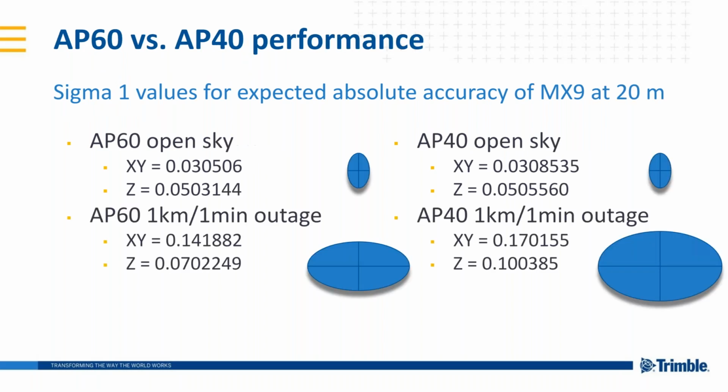Then another example I took from the model is comparing AP60 and AP40. These are the 2 different types of positioning systems we have in the MX9. Again, these are sigma 1 values for expected accuracies. Here I have open sky values and outage values. So on the left, if you see AP60, we have very nice values in the open sky. But after outage, of course, the error will grow. And the same thing for the AP40. And I drew these ellipsoids to visualize the difference. You can think of this as a 2D representation of the error ellipsoid. So in the vertical axis, we have the height error, and in the horizontal axis, we have the XY error.